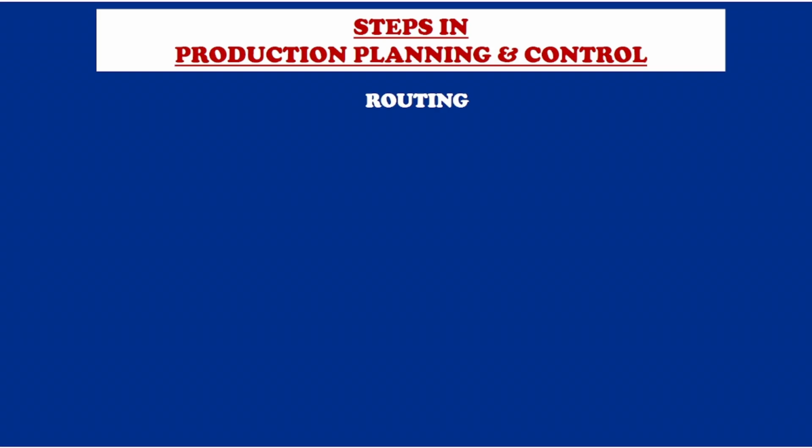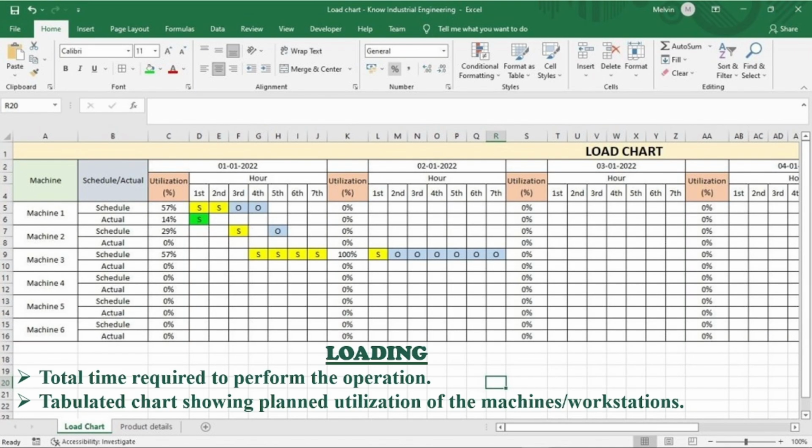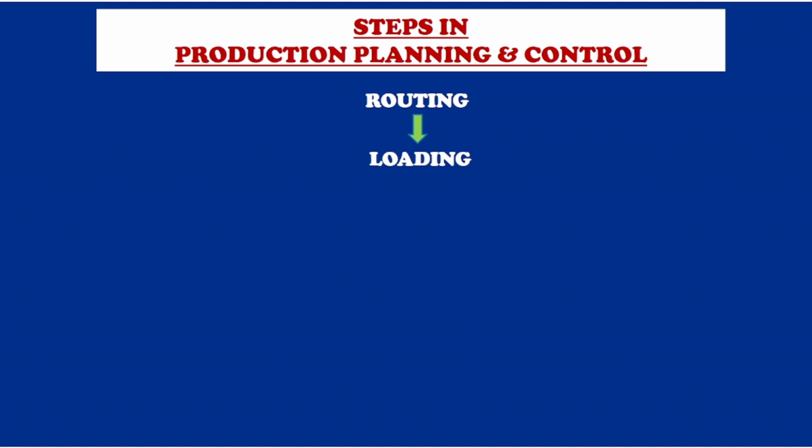Okay? Then, the second step after routine is loading. It means determining the total time required to perform the specific operation. It leads to preparation of a tabulated list or a chart showing the planned utilization of the machines or workstations. Means, in loading step, we get to know or we compute the total operation time required for various production activities. Okay? Then we can move to the third step, which is scheduling.